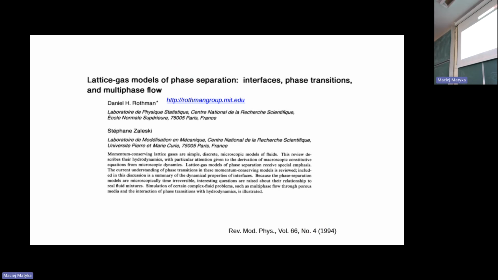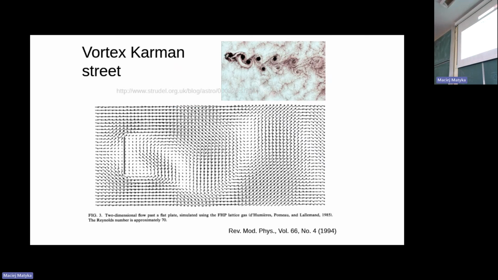very famous paper and very famous people, Rothman and Zaleski. You can see the Rothman group at MIT. They used lattice gas models in many situations, and they used them for phase separation. It's interesting because this is about multi-phase flow. And again, multi-phase is another phenomenon.